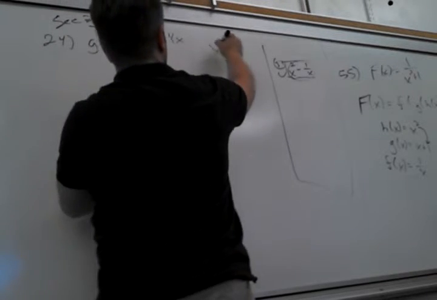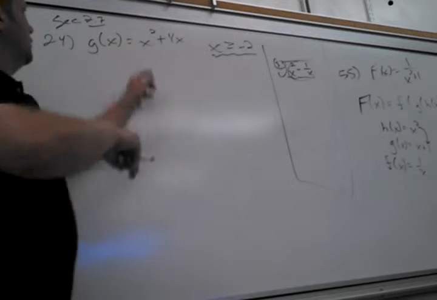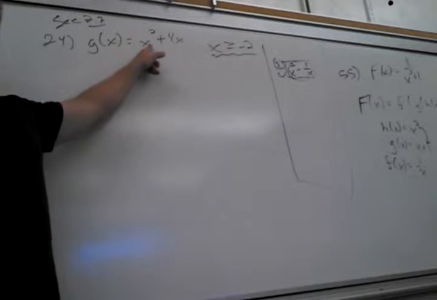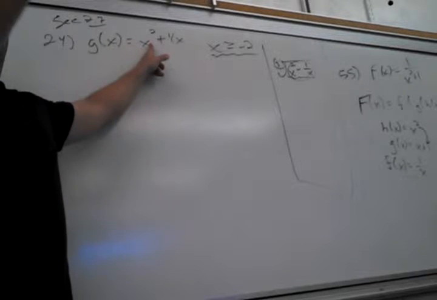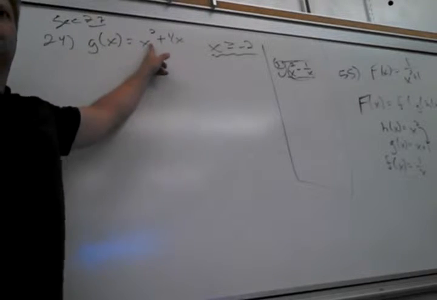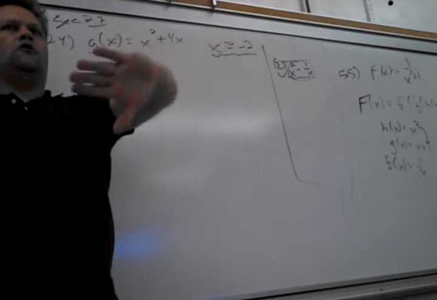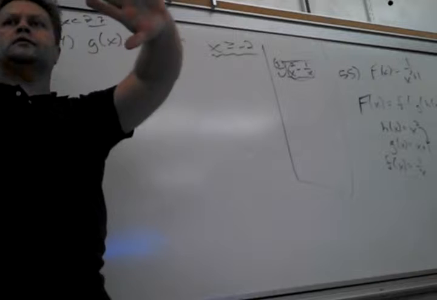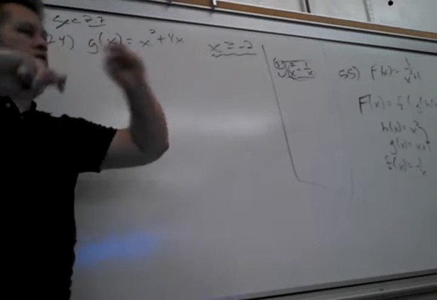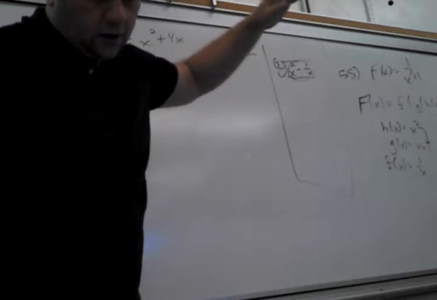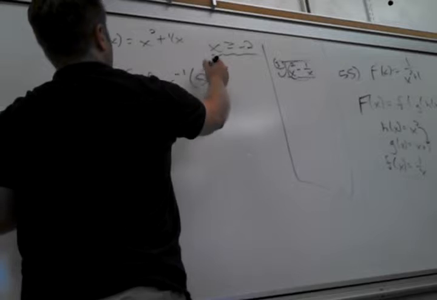X is greater than or equal to negative 2. Now why do they have to say this? Because x squared is a parabola. It wouldn't be invertible, wouldn't be 1-to-1, right? Because it doesn't pass the horizontal line test. But if I restrict the domain, hopefully they cut it correctly, so now it does pass the horizontal line test. We talked about that last time. That's why that's there. Find g inverse of 5.